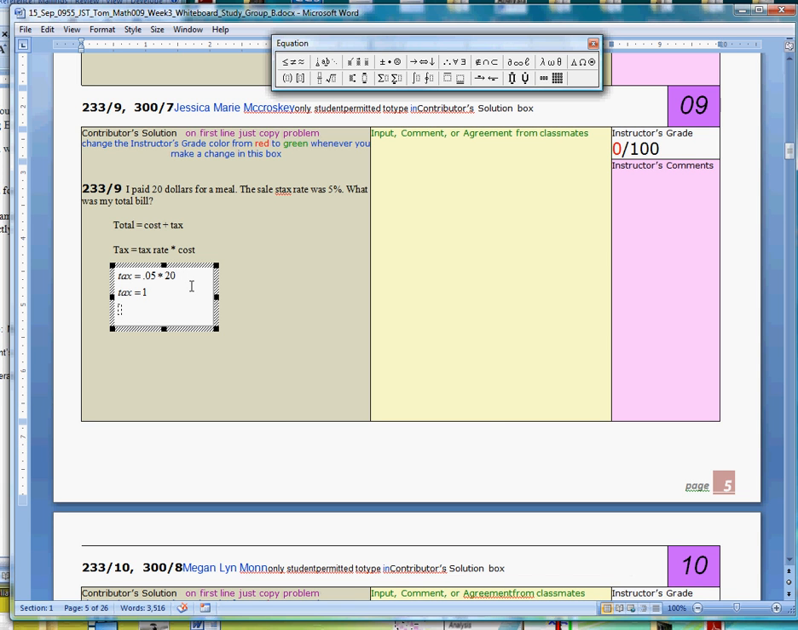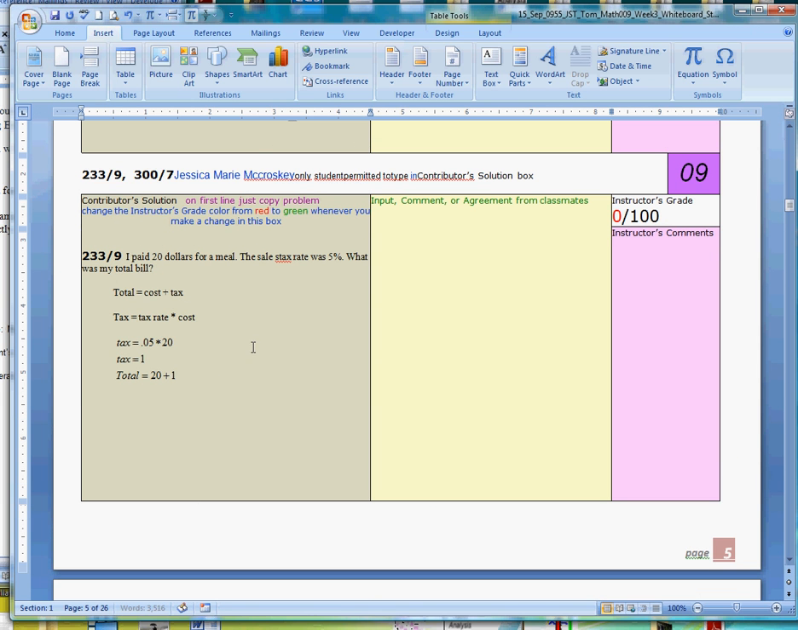So now I have to say that the total equals 20 plus 1. And now I'm finished with the equation editor. Now I'm out of the equation editor, and I go in and give my actual answer, including the unit, in the same wording that they asked for. What was my total bill? So at this point I say total bill was $21. And we're done with the problem.